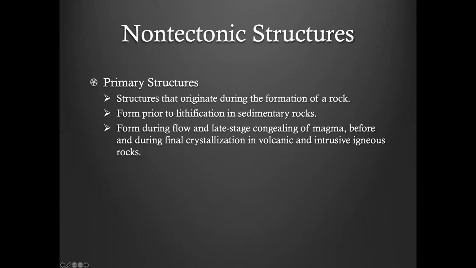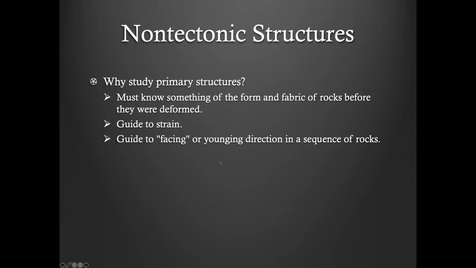By definition, primary structures are those structures that originate during the formation of a rock. So as sediment is being deposited, there are certain types of sedimentary structures that are being created. And it's not just sedimentary structures. This also happens within magma, within volcanic rocks as well. But they have to form prior to lithification in sedimentary rocks. They also form during flow and late stage congealing of magma before and during final crystallization in volcanic and intrusive igneous rocks. We're going to look at some of these. Again, particularly we're going to spend time on the sedimentary rocks.